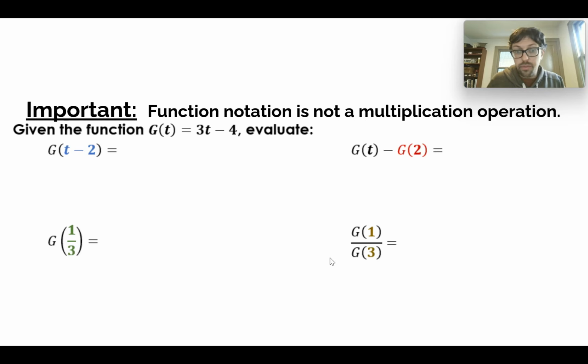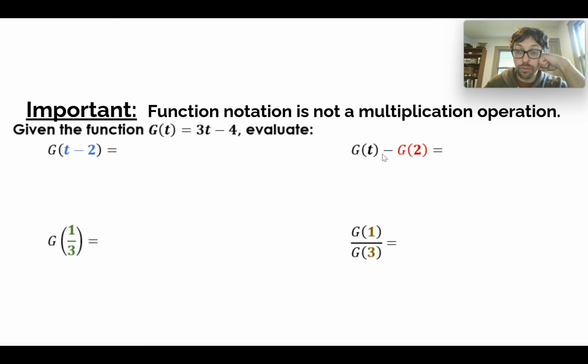An important thing to note about function notation when looking at an equation is that it is not a multiplication operation. So this g of t minus 2 is not the same as distributing the g in there and doing g of t minus g of 2. That will not produce the same thing. That's what I want to show you in these examples here.